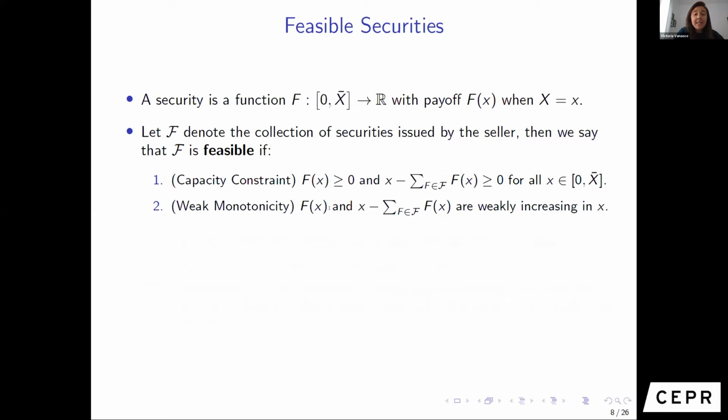The second assumption that we make, which is mostly for tractability and is relatively standard in the security design literature, is weak monotonicity. We're going to focus on securities that are monotone, and we're going to restrict the cash flow to the seller to be also monotone, okay? Without this weak monotonicity, it would be very hard to understand which security is better for which type, okay? So it gives us some sort of order.